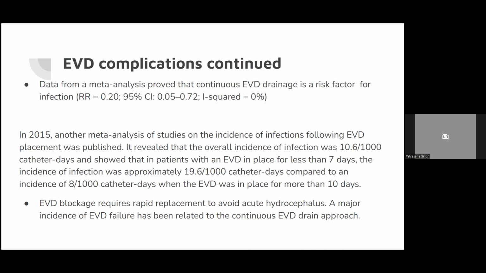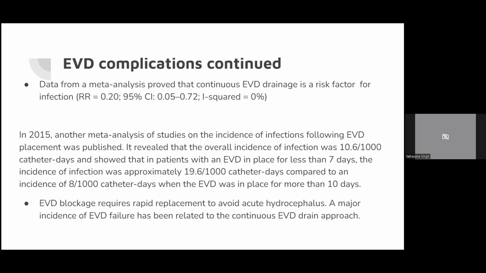And in 2015, another meta-analysis of studies on the incidence of infections following external ventricular drainage placement was published, revealing that the overall incidence of infection was 10.6 out of 1,000 catheter days, and showed that in patients with the EVD in place for less than a week, the incidence was approximately 19.6 per 1,000 catheter days, compared to the incidence of 8 per 1,000 catheter days when it was in place for more than 10 days.